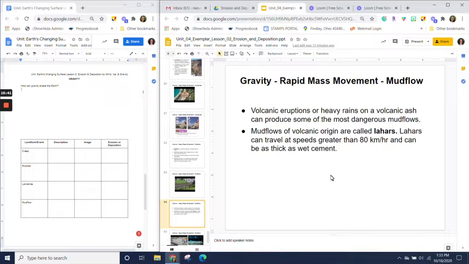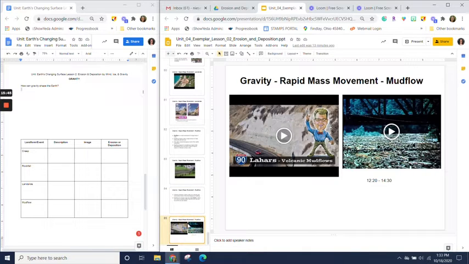So here is an example of a lahar. This is a lahar that happened due to the 1980 eruption of Mount St. Helens.